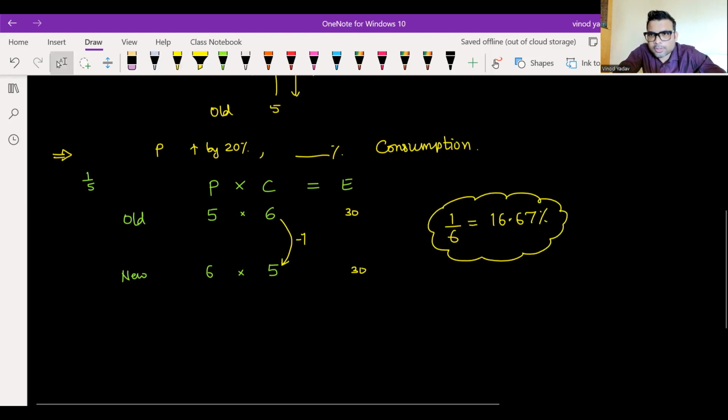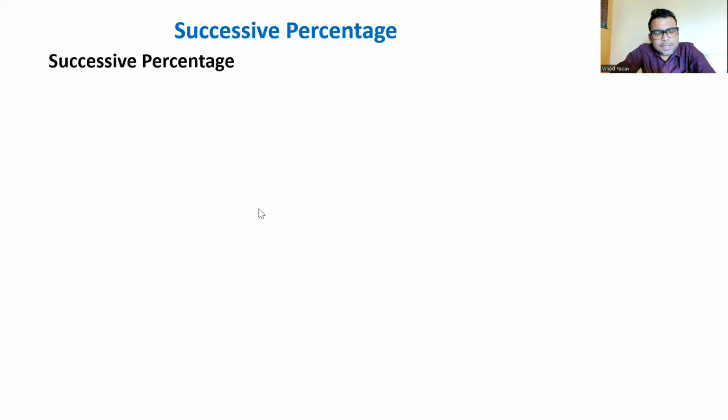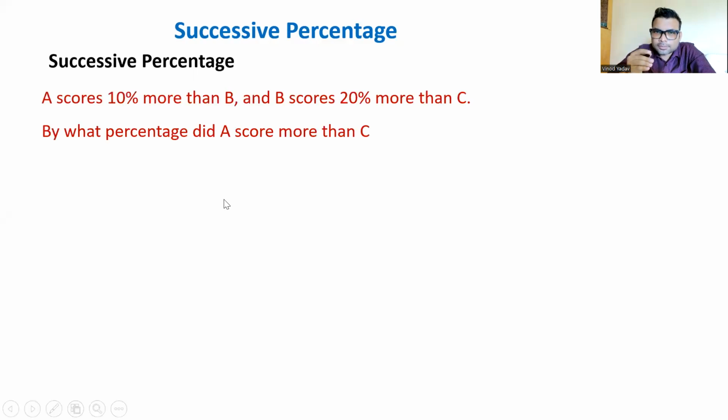Cool. One more concept, the last one. Okay, friends. So last topic is about successive percentage change. Let's understand this. A scores 10% more than B. I hope the base and everything is very clear now. B scores 20% more than C. Now we are comparing A with C. By what percentage did A score more than C? All right. Since the numbers are very comfortable, we can easily afford to develop this relation by using base 100. So how will you start? Yes, ideally you should start with C, right?